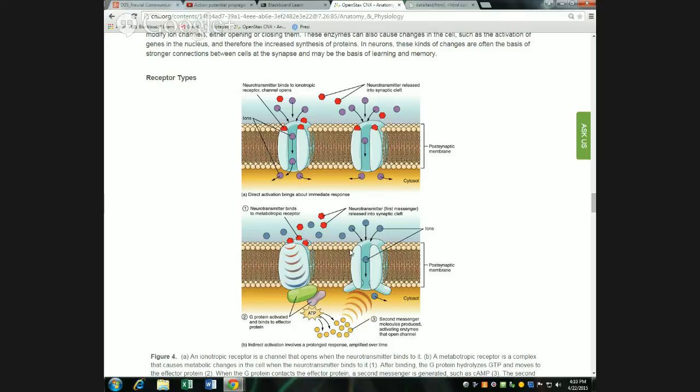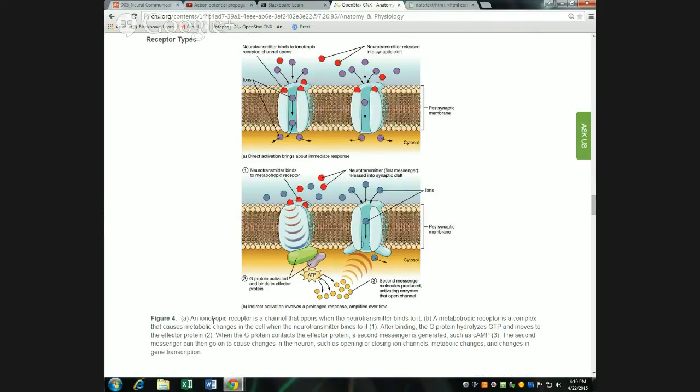The problem is that it takes a little bit longer for it to happen. Okay, all of the steps involved to get to opening the channel take milliseconds, whereas the binding that opens this channel here is practically instantaneous, probably measured in nanoseconds or something like that. So there's a trade-off between the speed of reaction and the strength of reaction between these two types. And I just want to mention those.